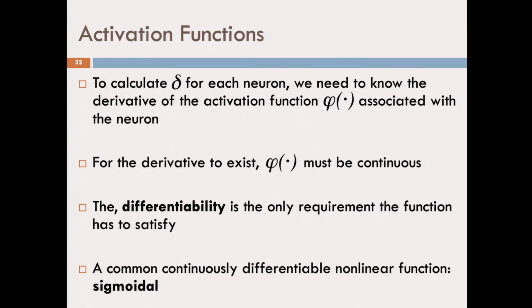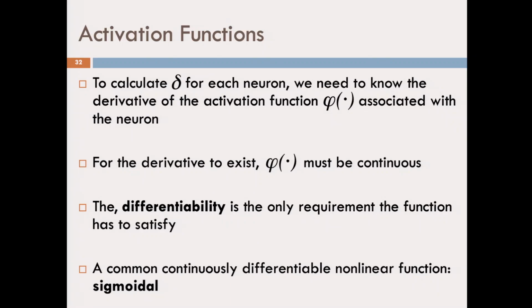So let's talk about activation functions now. To calculate the local gradients for each neuron, we need to know the derivative of the activation functions associated to the neuron. Remember, for the derivative to exist, the activation function must be continuous, so it has to be possible to calculate the derivative. So differentiability is a requirement. Good?